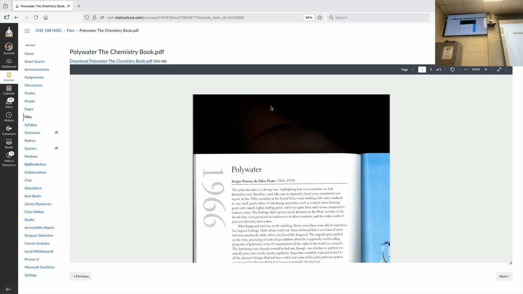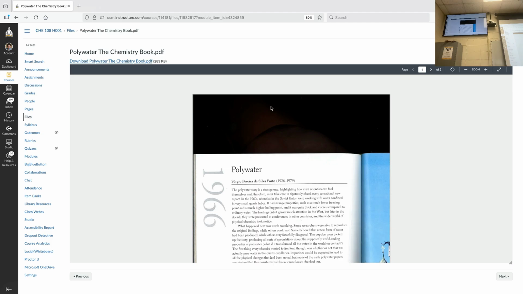People thought they'd found a new form of water, thought they were going to get the next Nobel Prize. How many people remember the Nobel Prize for polywater? You don't remember it because it never happened. Why is that? They disproved the hypothesis of polywater. Turns out it was most likely somebody's sweat in a capillary tube. It was contaminated.